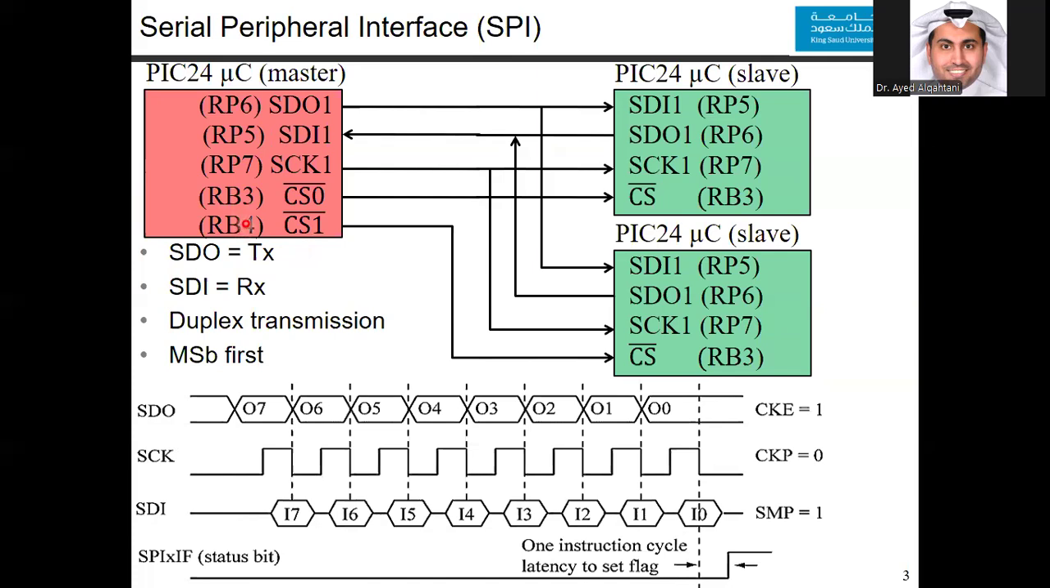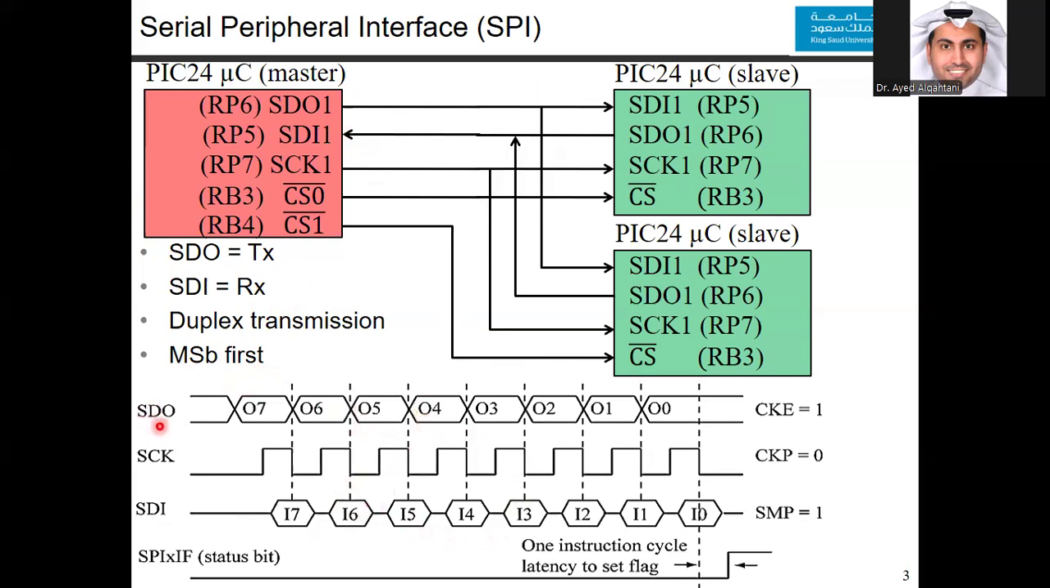So the SDO is for transmitting. The SDI is for receiving. You want to compare this to the UART. We have duplex transmission. Actually, it can support full duplex, but we will use it only for half duplex. You should know that this transfer is serial, and it will send the most significant bit first. And that's an example.